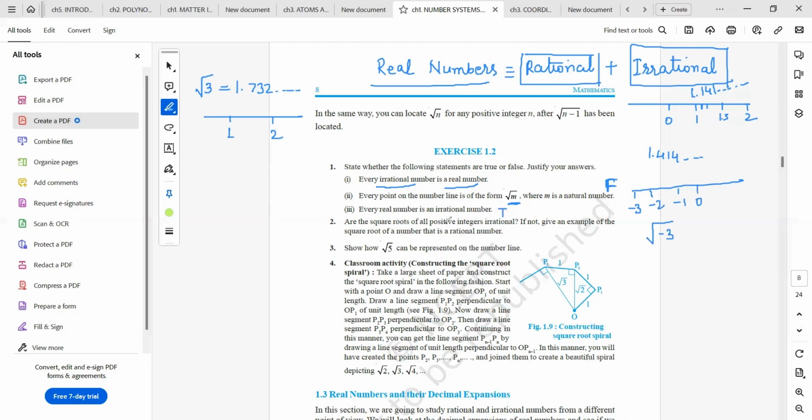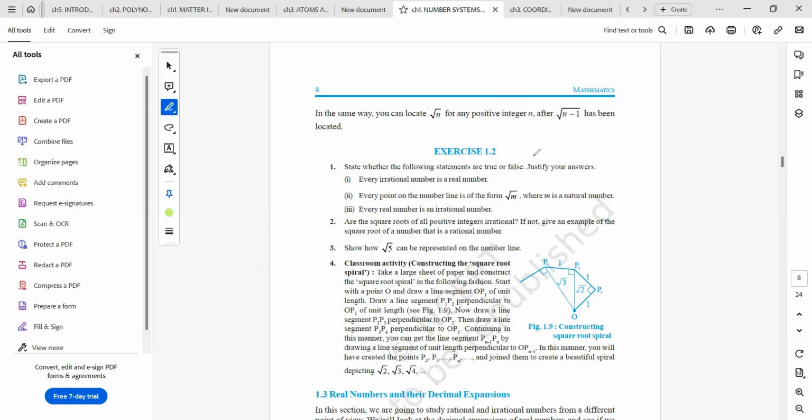Are the square roots of all positive integers irrational? No. If I take root of 4, if I take root of 16, these are rational. If I take root of 9, this is 3, so this is rational. Root of 4 is 2, rational. Under root of 1 is rational.